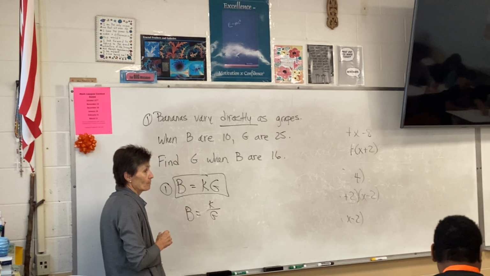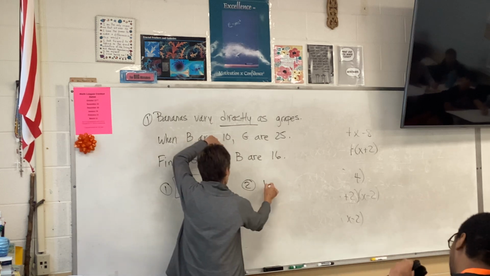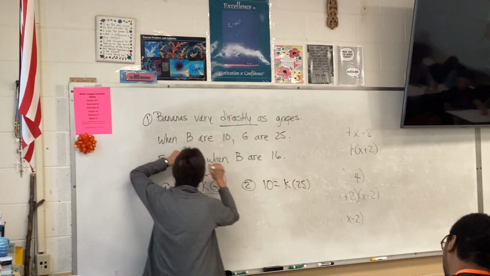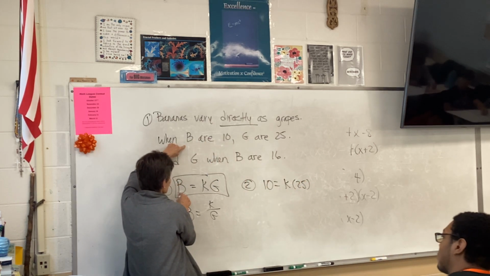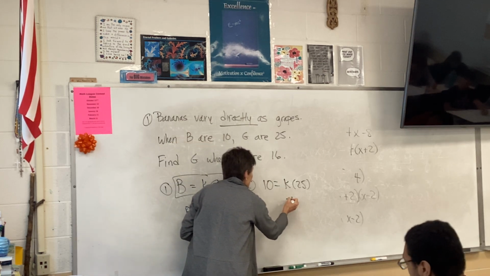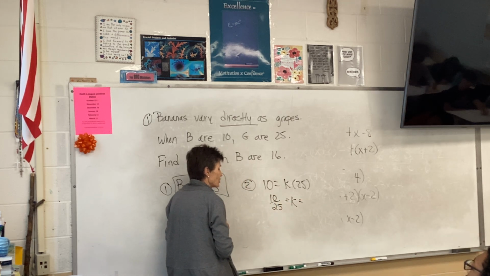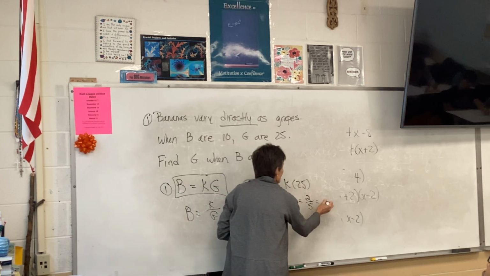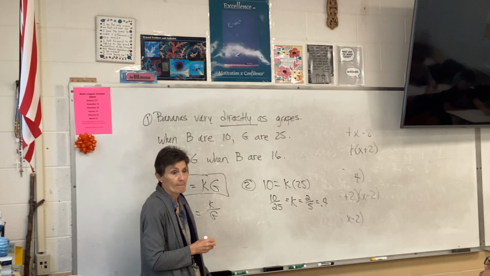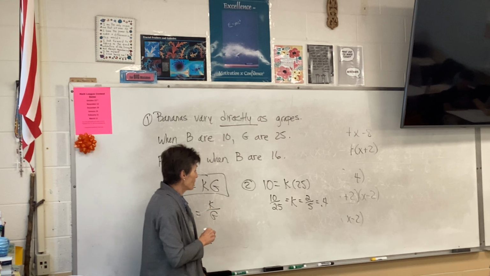I got my formula. Now, what does sentence two say? When bananas are 10, grapes are 25. So go 10 here and 25 here. So then K equals 10 over 25, which reduces to 2/5 or 0.4 if you're doing it on your calculator. All right? Cam, are you watching? I'm doing this for you. All right, so that's step two.